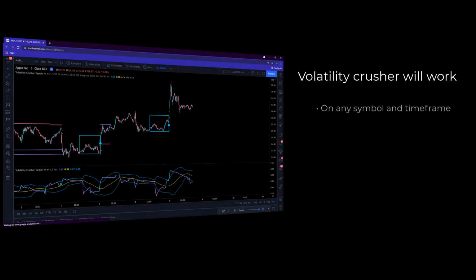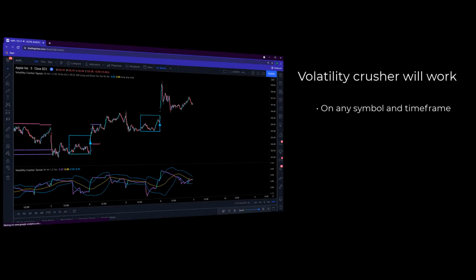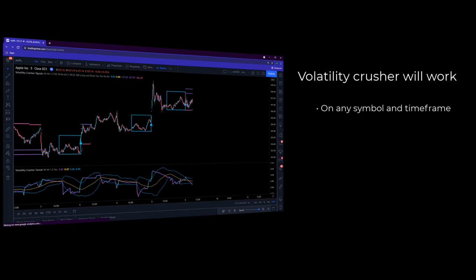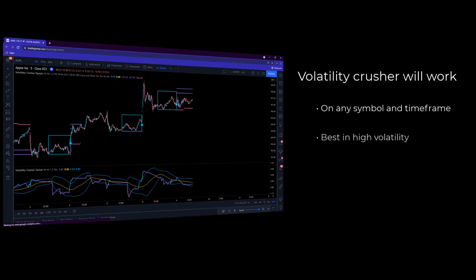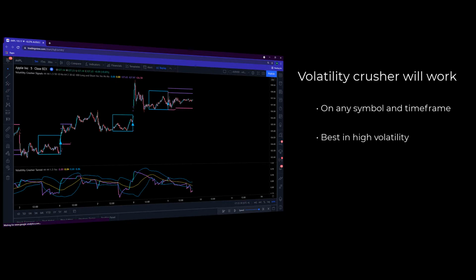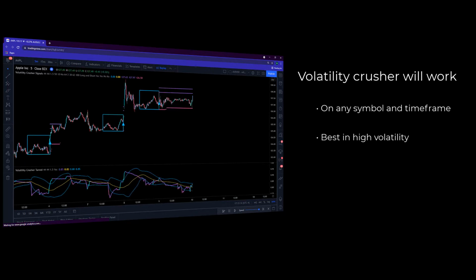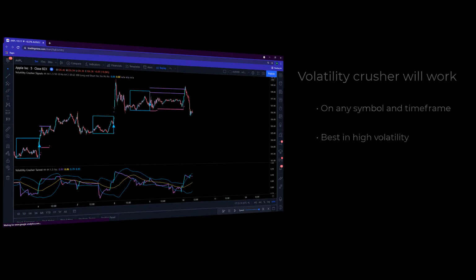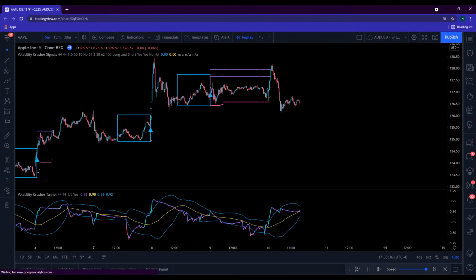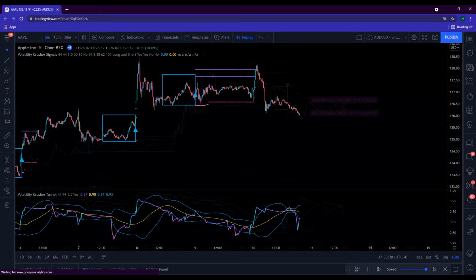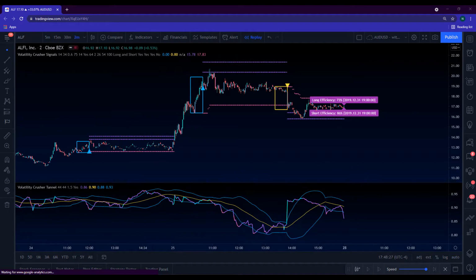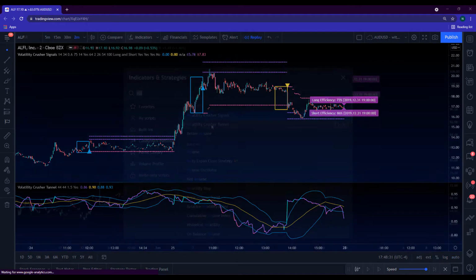Volatility Crusher will work on any symbol and time frame it's applied to, but since it's built to trade price breakouts and breakdowns, it's usually most profitable to apply it to symbols with a relatively high range and volatility. For example, let's take a look at ACMR on the 30-minute. This is a stock with a relatively high daily ATR, making it a good candidate to catch explosive moves.